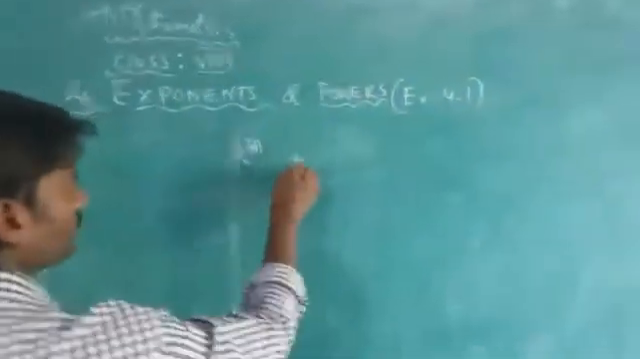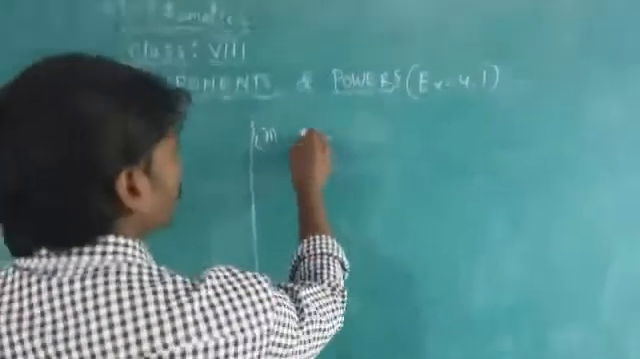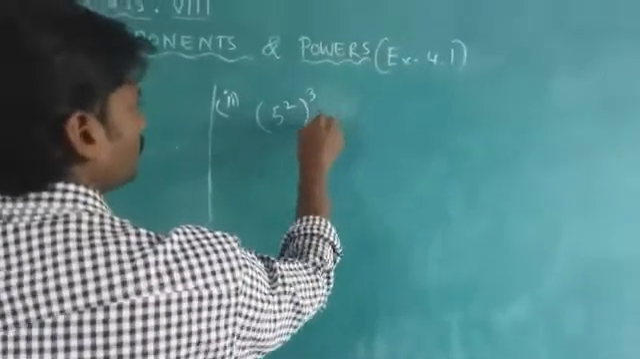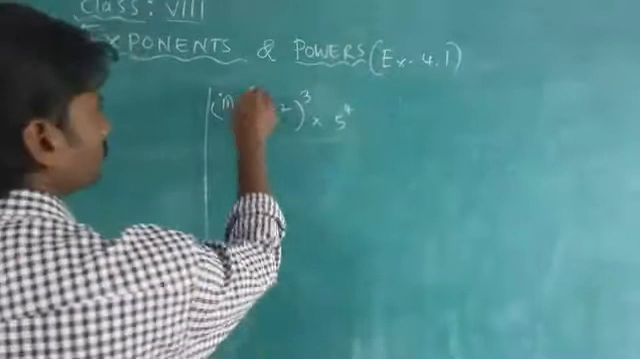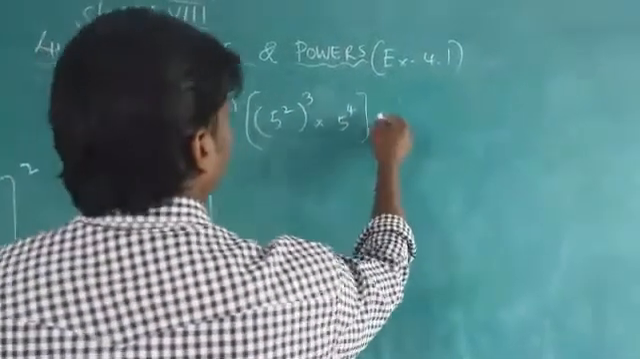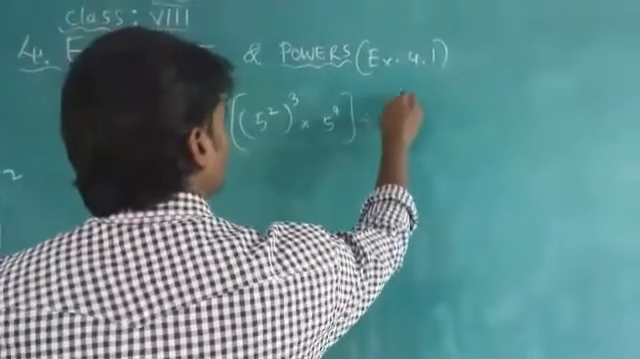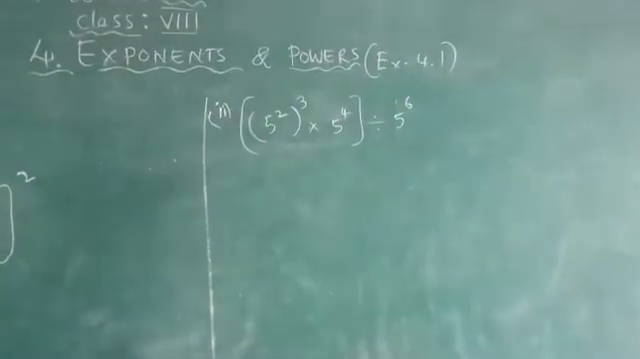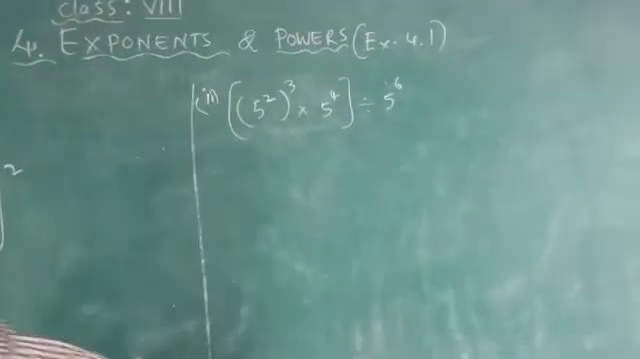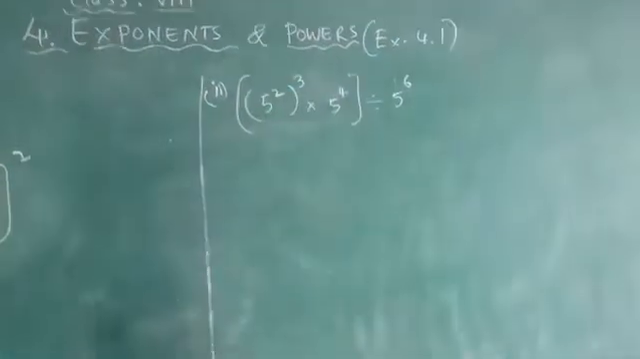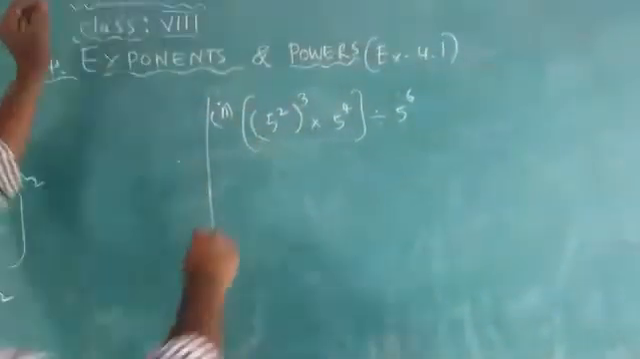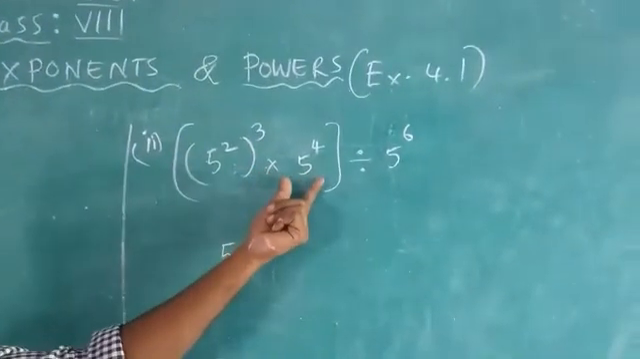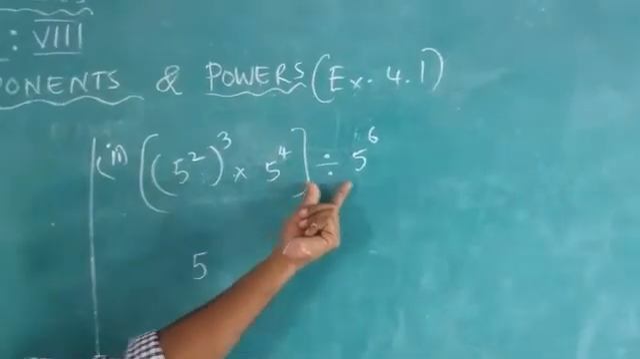Second problem children, look at the board. What is the second problem? (5 square) whole cube into 5 to the power of 4 divided by 5 to the power of 6. It's an easy problem children, don't worry about anything here. Just see carefully: (5 square) whole cube into 5 to the power of 4 divided by 5 to the power of 6.